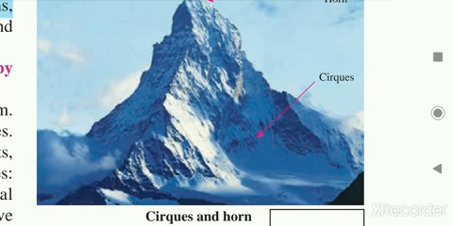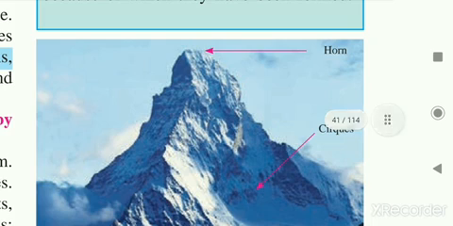See, next is the horn. See what a horn is. If cirques develop on all sides of the mountain slope, then the summit of the mountain looks like a horn, and this is called a horn.